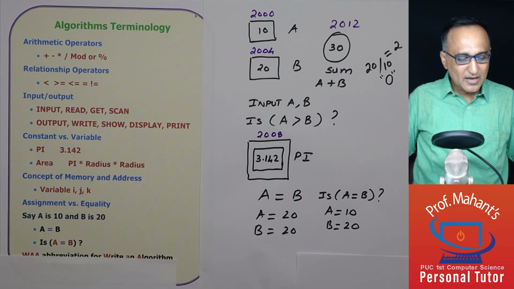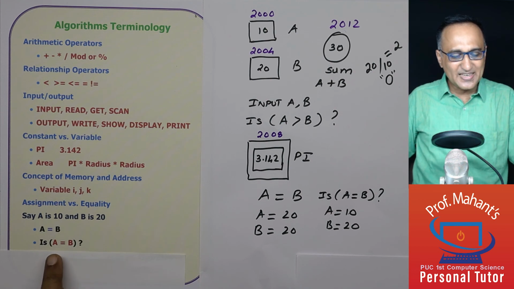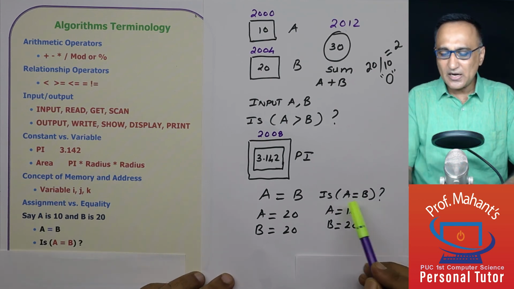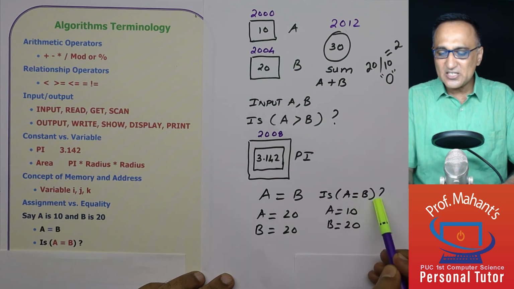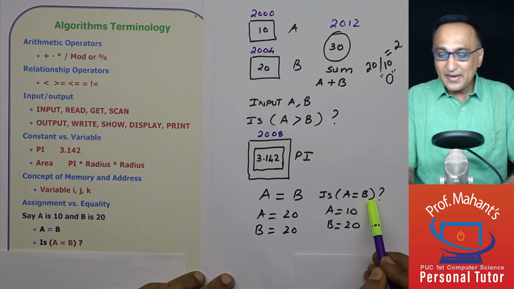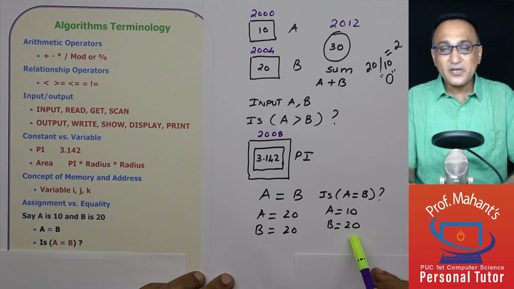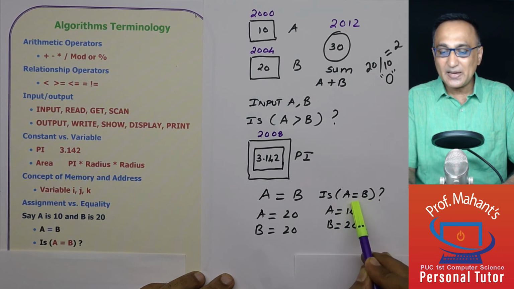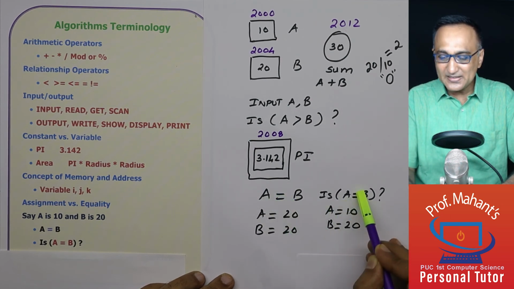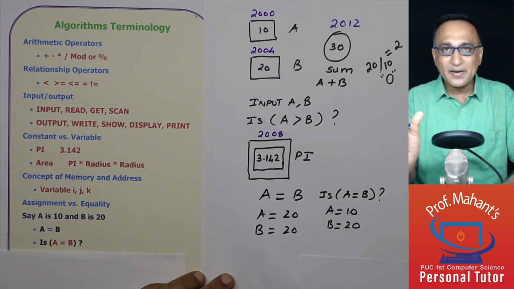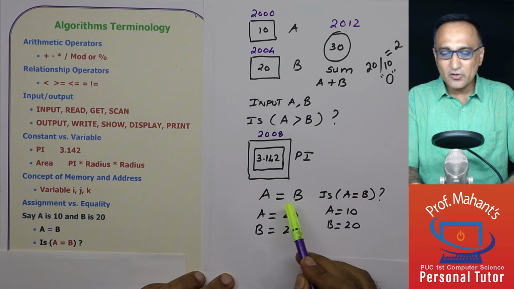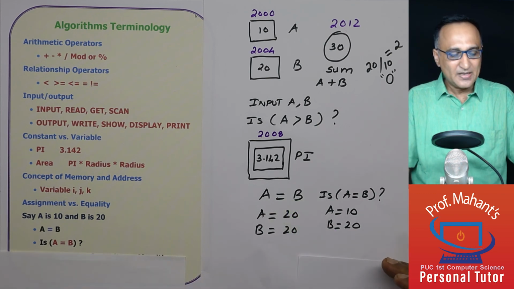But suppose I come up with the question, is A equal to B? I'm asking the question, is A equal to B? A was 10, B was 20. This is false. When I'm comparing, the values of A and B do not change. Just the comparison happens. This is assignment. This is comparison. If I'm using this symbol, I'm comparing the values. If I'm using this symbol, this is an assignment.